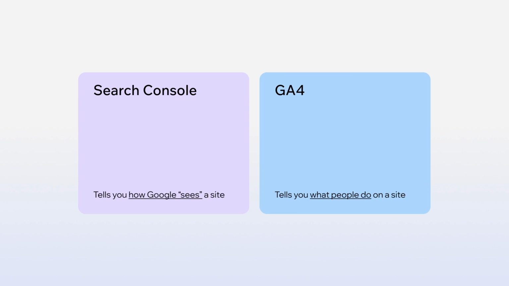On the other hand, GA4 is an analytics platform that tells you what people do on a site. It's focused on user activity. Bringing the two together can be extremely powerful. So let's dive in.